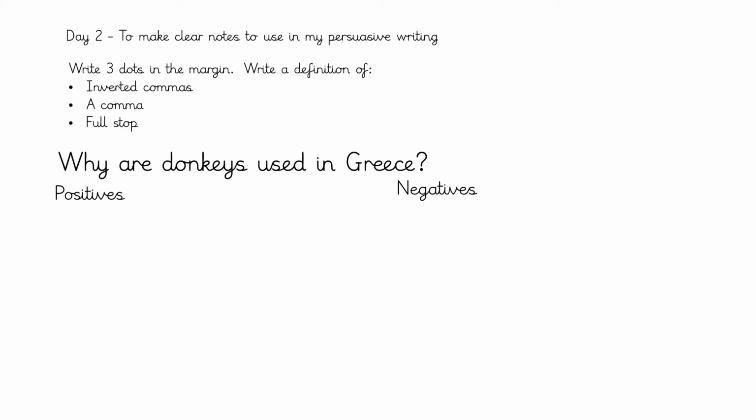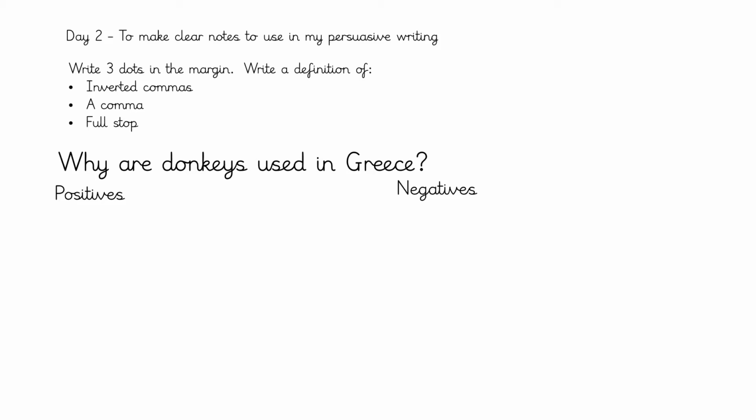So first of all today we're going to have a little bit of a recap on some other work. I want you to write 3 dots down and I want you to give me a definition of 3 things. What is an inverted comma? What is a comma? And what is a full stop? And how are they used within sentences? Think back to when we did this grammar work a number of months ago. See if you can remember.